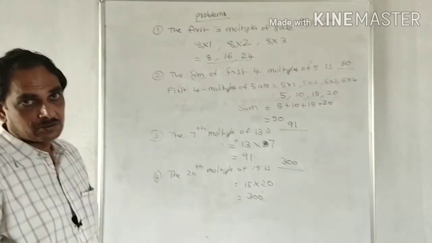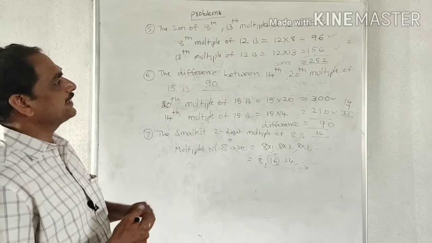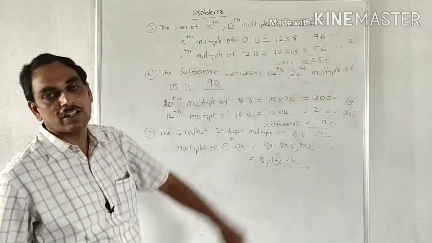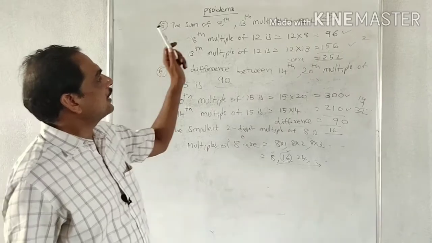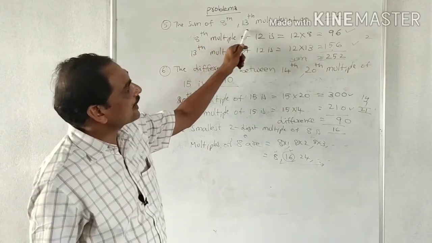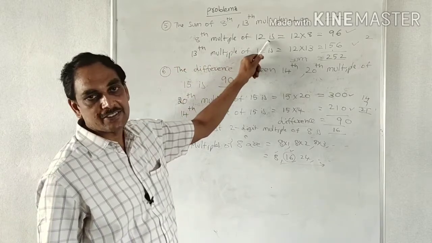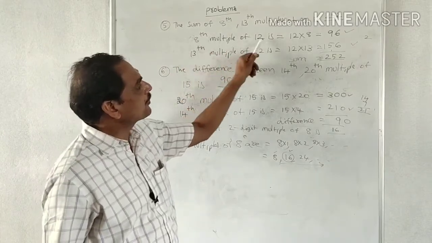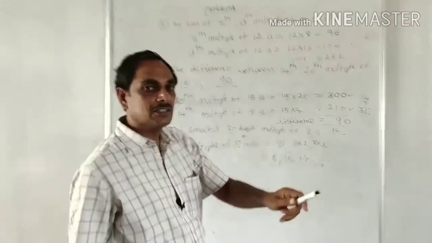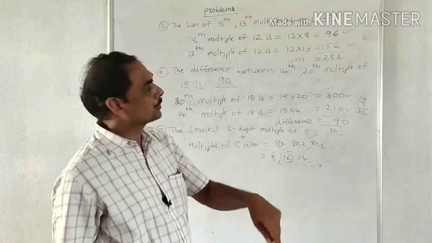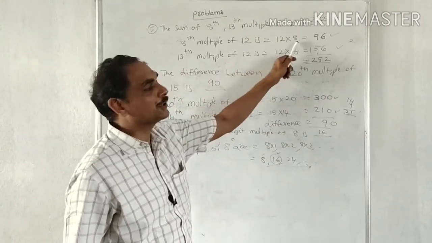Next, fifth, the sum of 8th, 13th multiple of 12 is. So here to find the sum of the 8th and 13th multiples, first we write the 8th multiple of 12 is 12 into 8. First multiple of 12 is 12 into 1. Second multiple of 12 is 12 into 2. Similarly, we write the 8th multiple of 12 is 12 into 8.